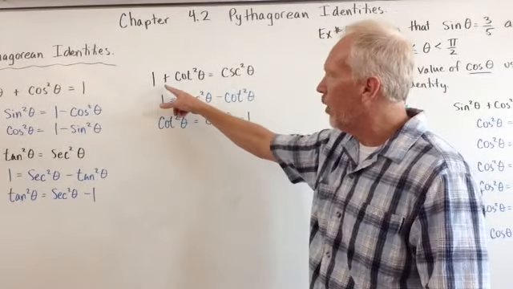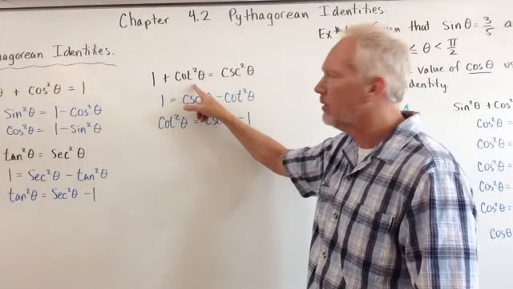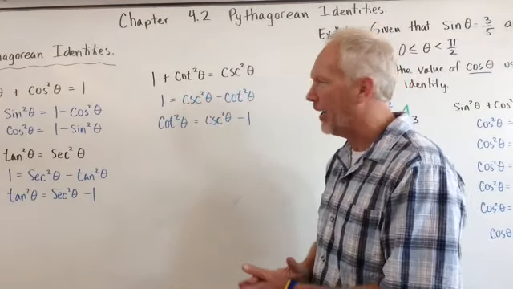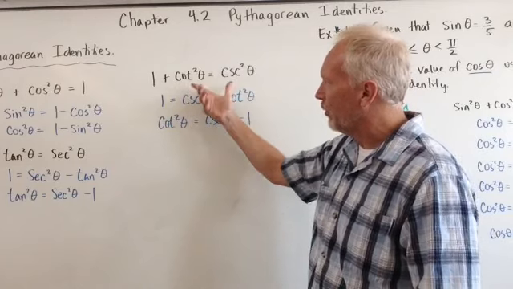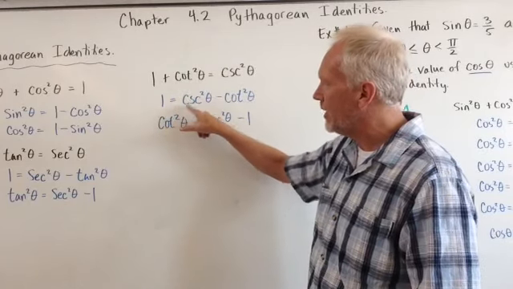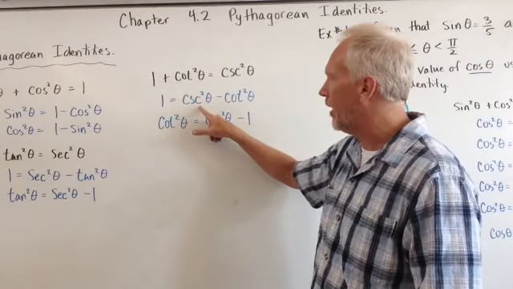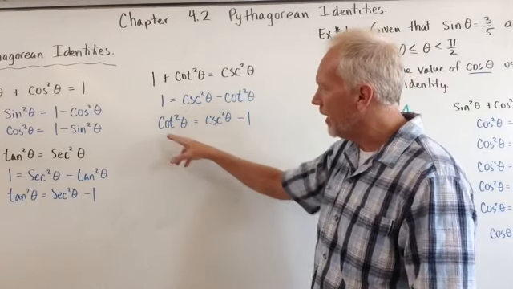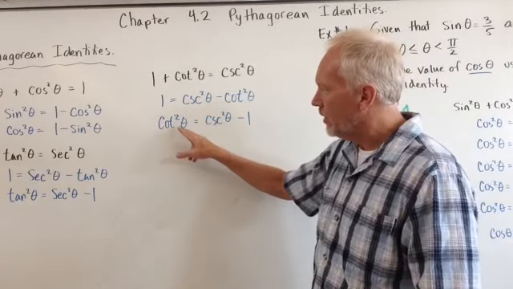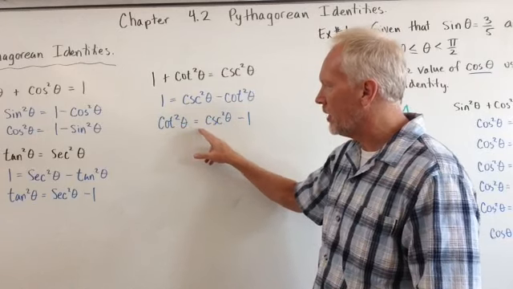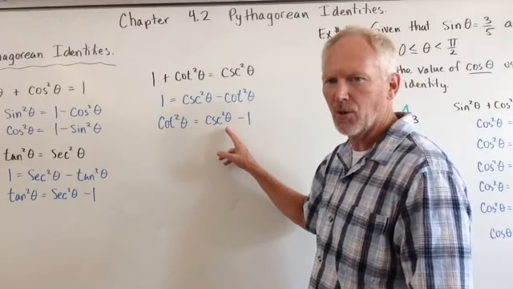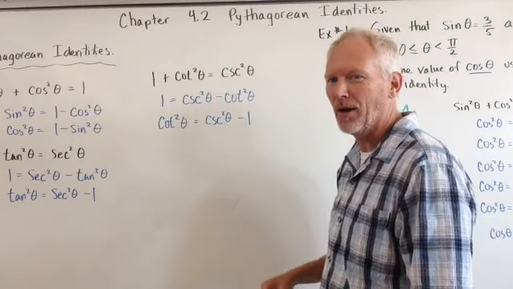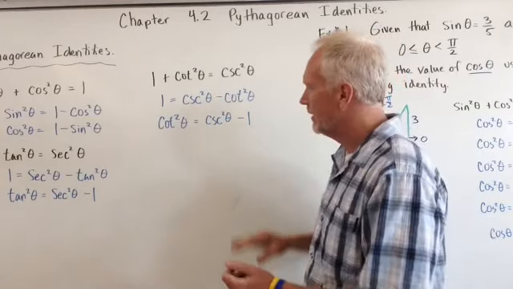All right, let's look at another one. We've got right here, 1 plus cotangent squared of theta is equal to cosecant squared of theta. If I want to rearrange it, I can. 1 is equal to cosecant squared theta minus cotangent squared theta. And cotangent squared theta is equal to cosecant squared theta minus 1.